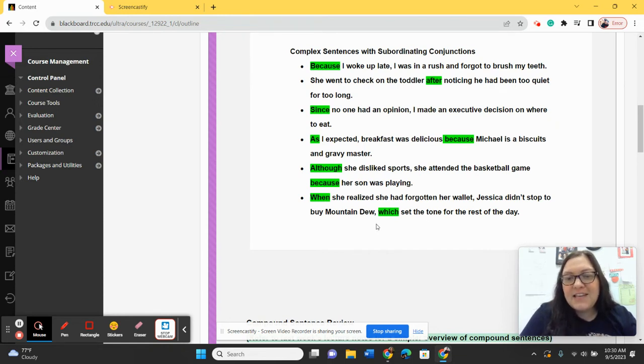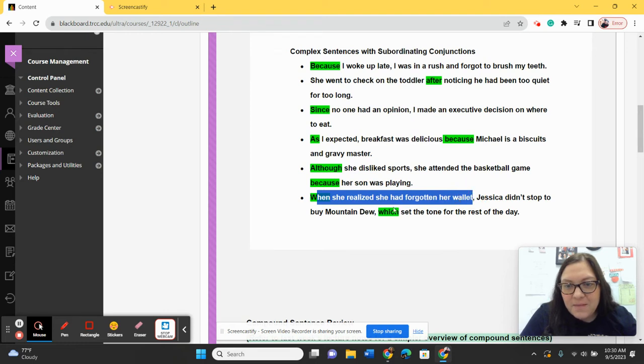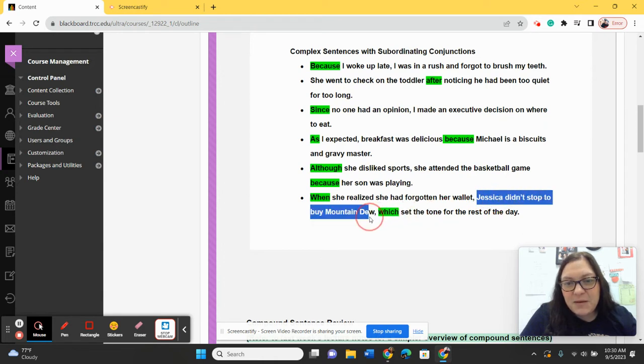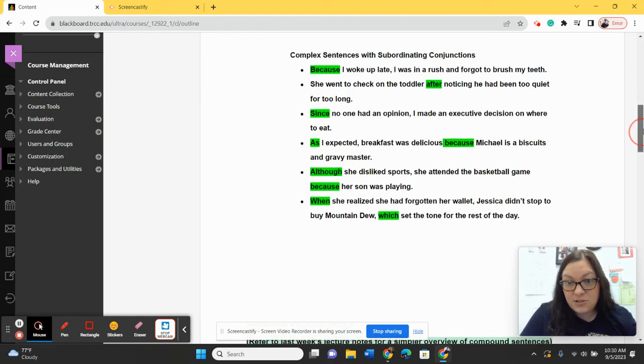In this case, this is a very complex sentence, because "when she realized she forgot her wallet" is dependent, "which set the tone for the rest of the day" is dependent, and "Jessica didn't stop to buy Mountain Dew" is independent. So in this case, I'm extending my sentence by adding another dependent clause with the correct subordinating conjunction and a comma.